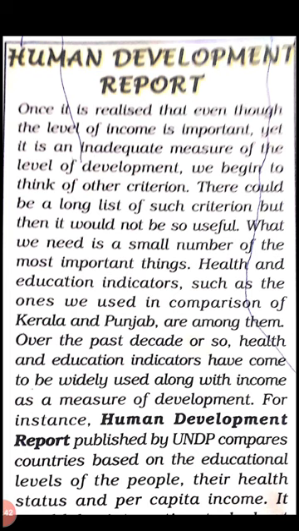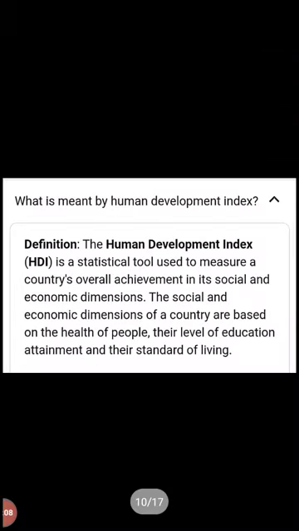UNDP, the United Nations Development Program, published the Human Development Report. On the basis of this report, UNDP compared the development of different countries, to see how the countries are developing. The comparison is made on the basis of educational level, health and per capita income.